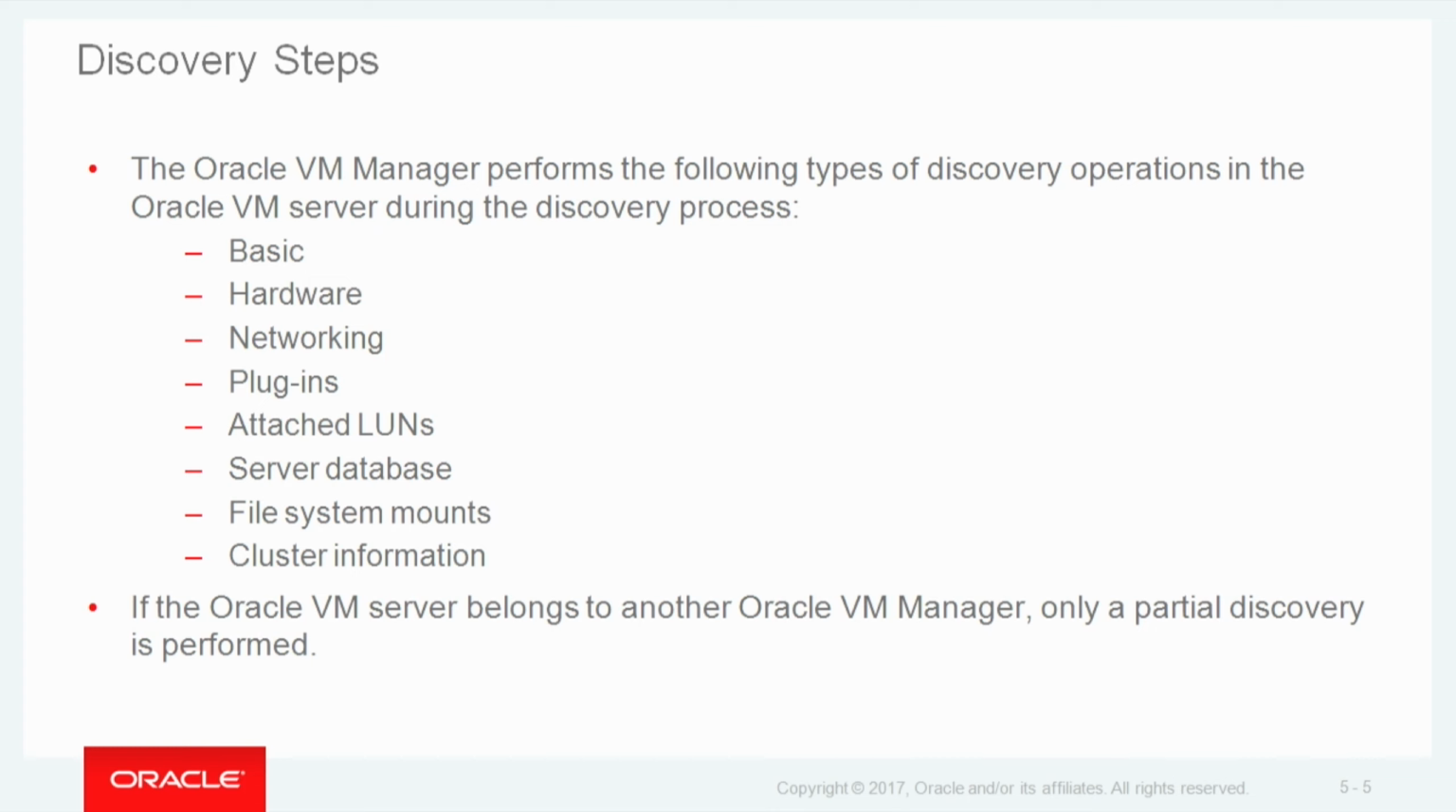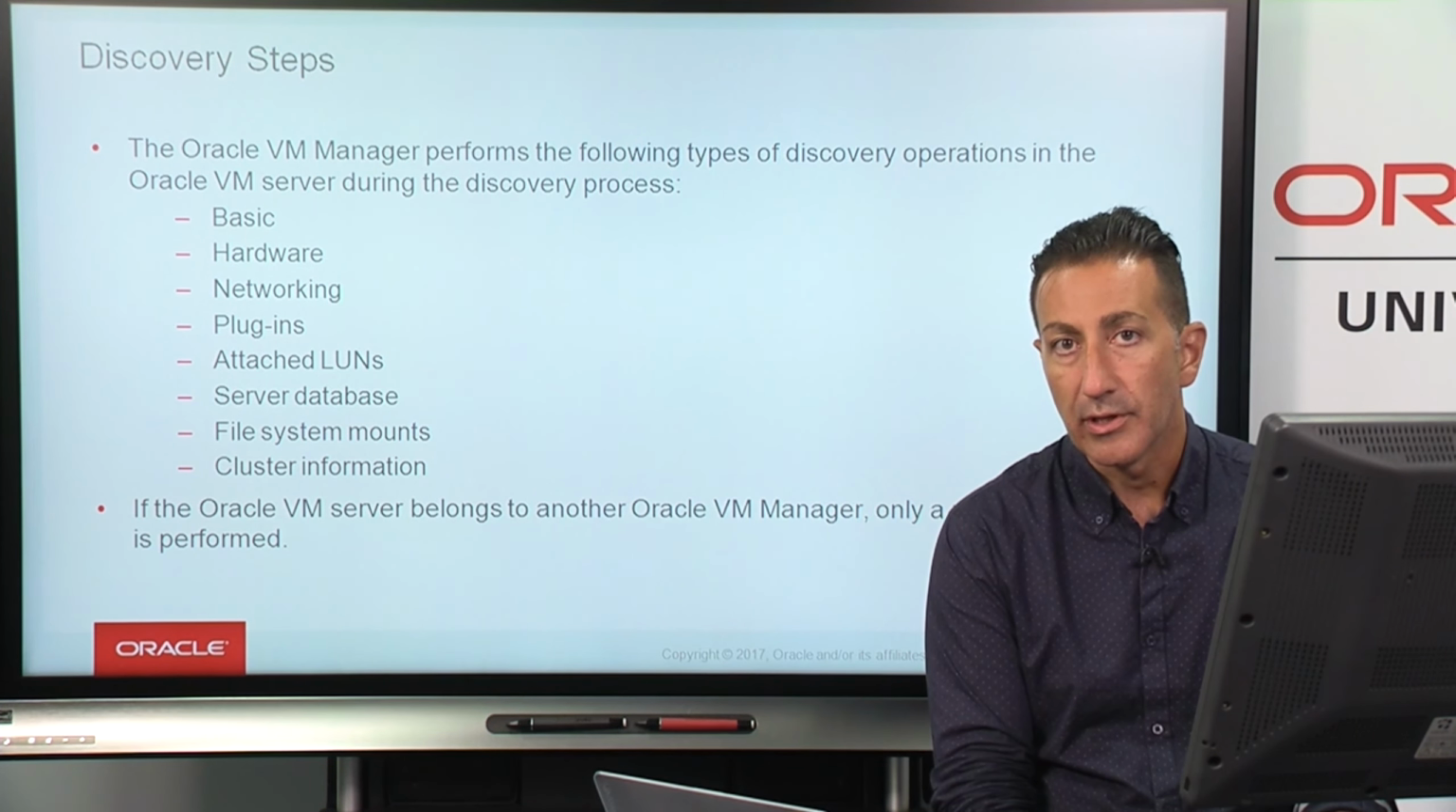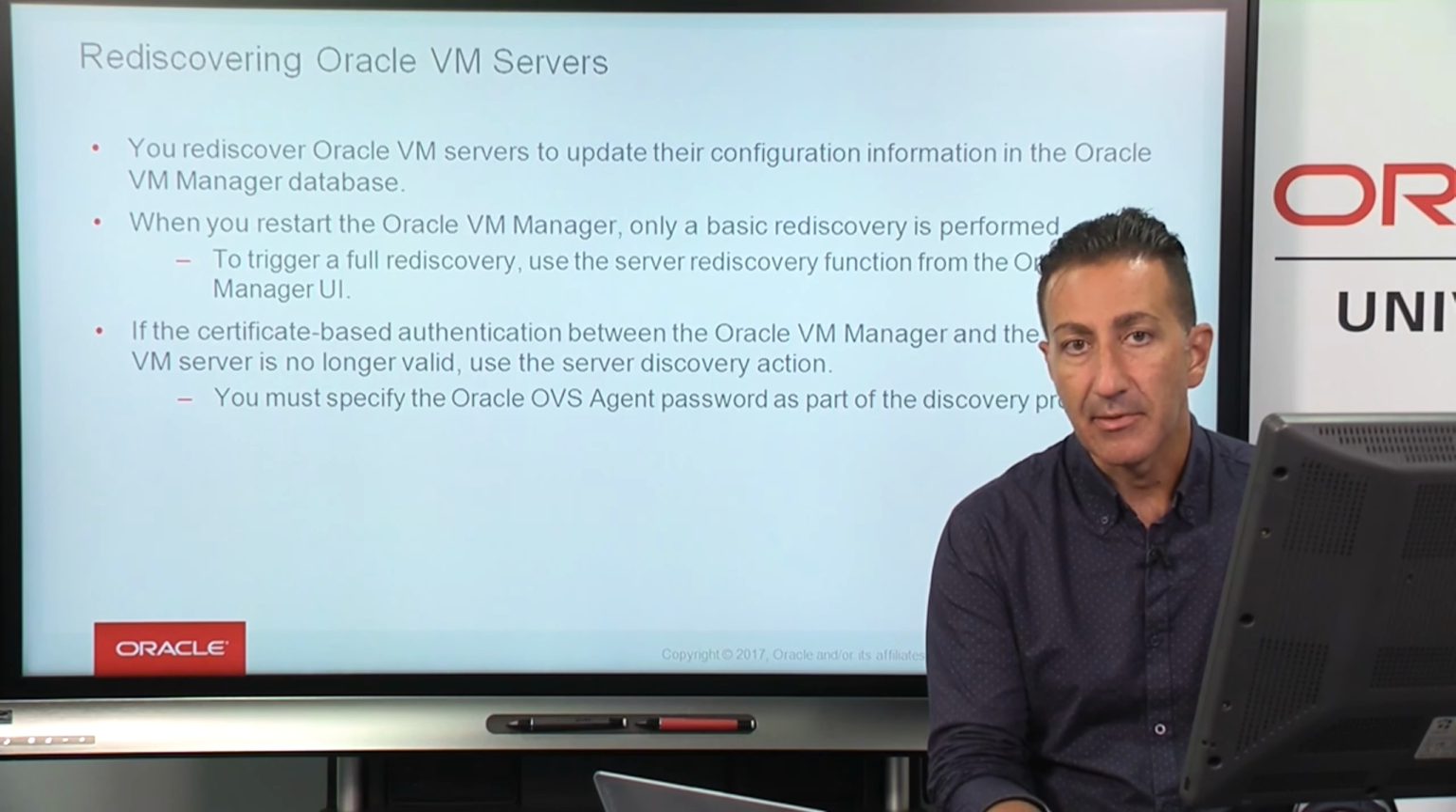If the Oracle VM server belongs to another Oracle VM Manager, only a partial discovery is performed. Well, it gets located in the unassigned Oracle VM servers, because if it belongs to another manager, this manager is not able to include or to manage the VM server to be part of a server pool, of an existing server pool.